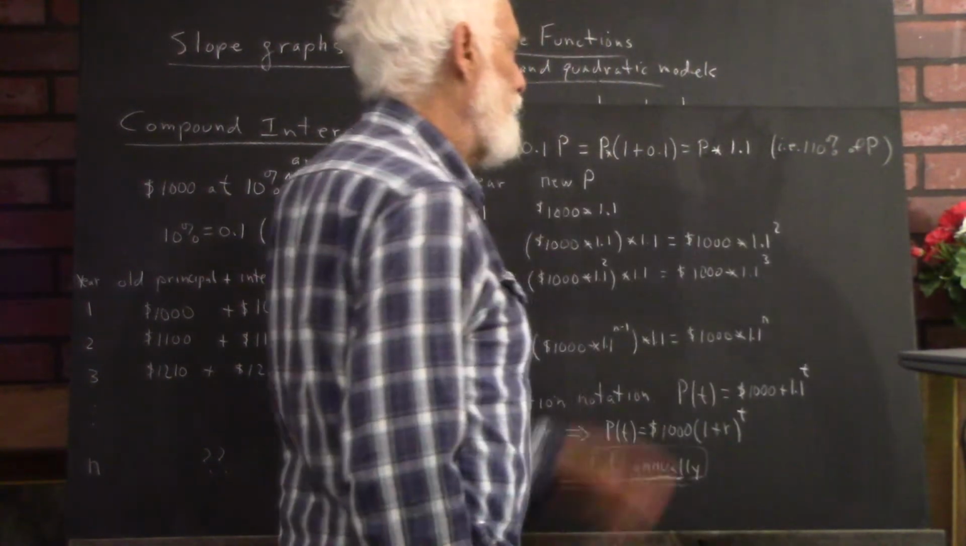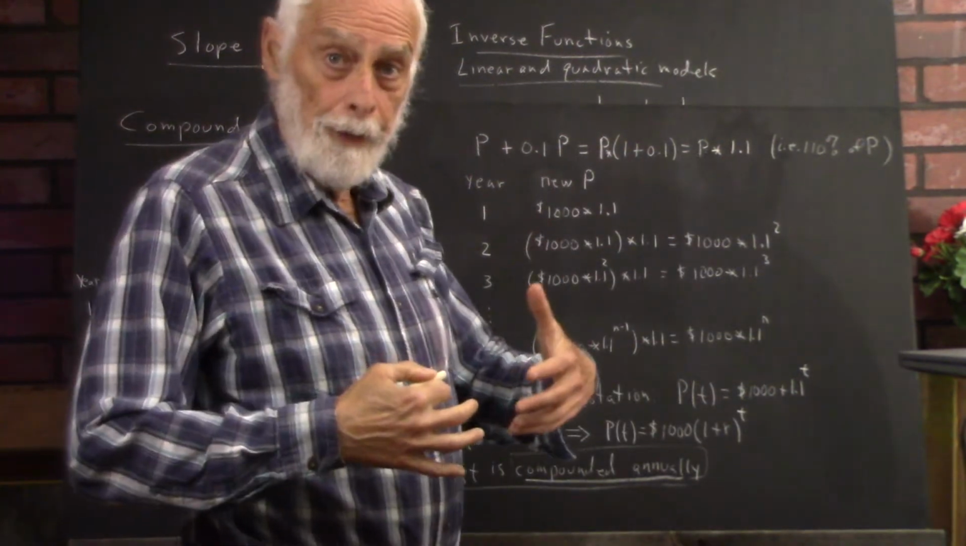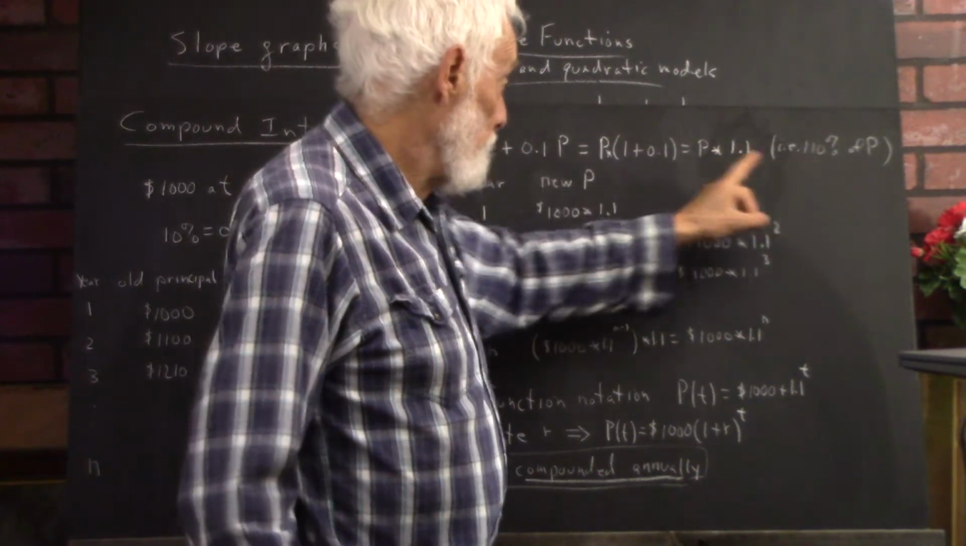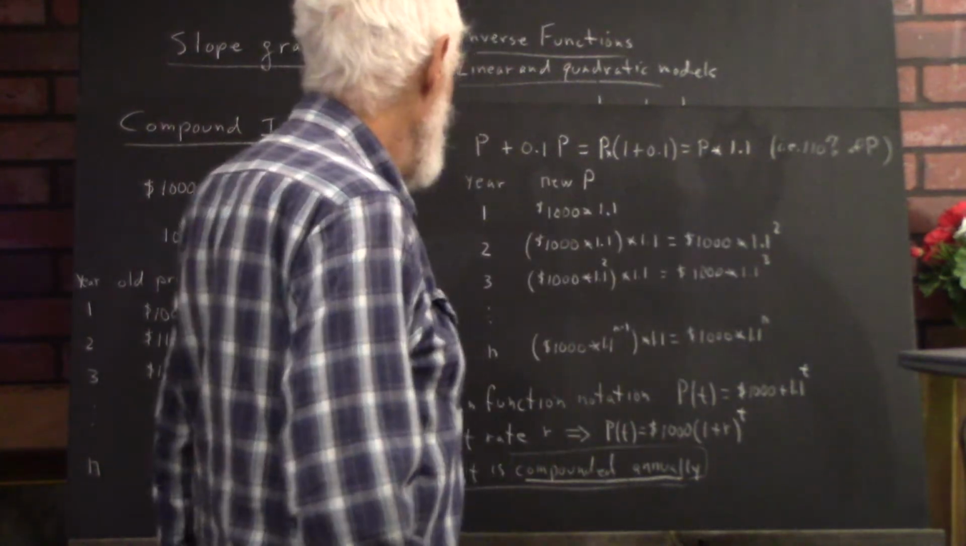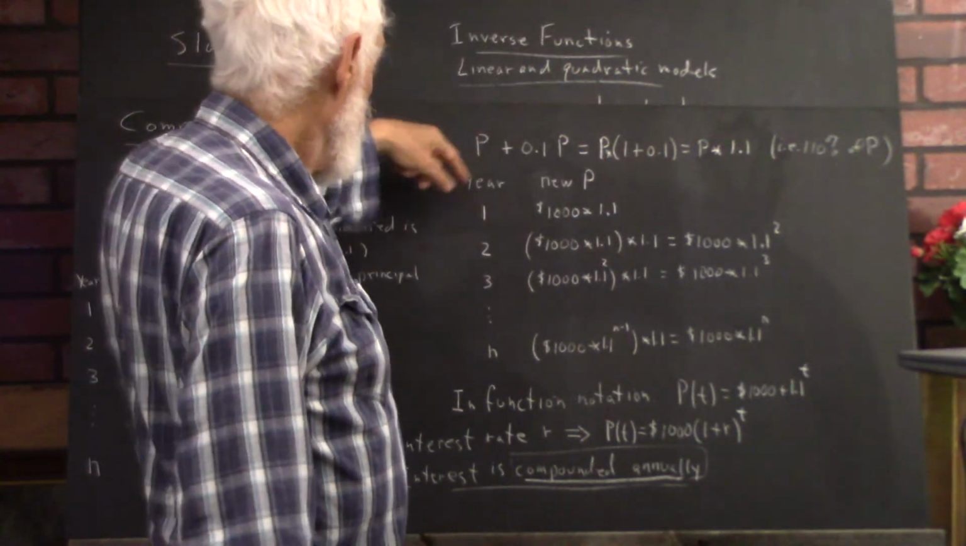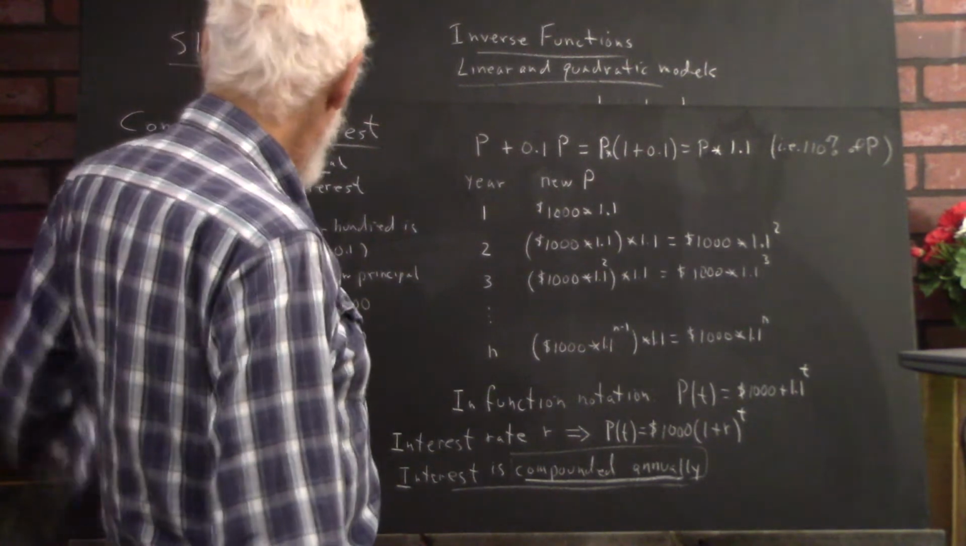And of course, if I'm adding 10% to P, I get to keep P, which is 100%. So 100% plus the 10% should give me 110%. So that validates this operation, this expression.